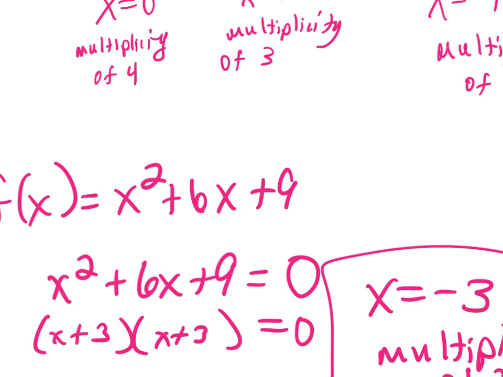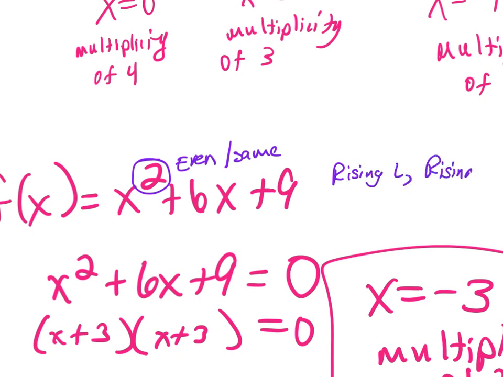Look at the number, it's even. The highest. So even means same. So that means they're either both going up or they're both going down. Which way are these ones going? Both going up. It's rising on the left because x squared is positive, and it's rising on the right. Good. This is not hard. We're going to go over this more tomorrow, I promise. So then I'm going to write out my fancy notation.